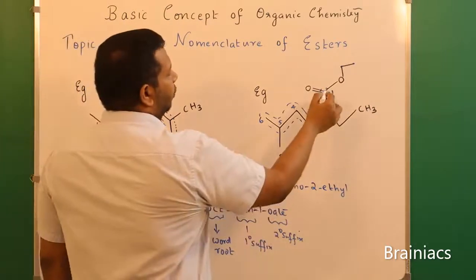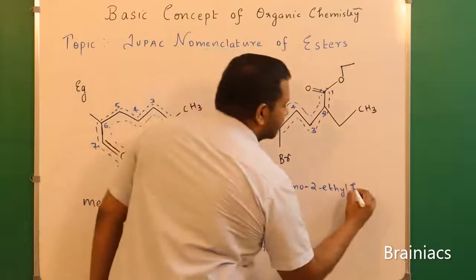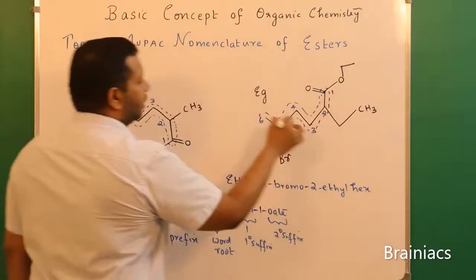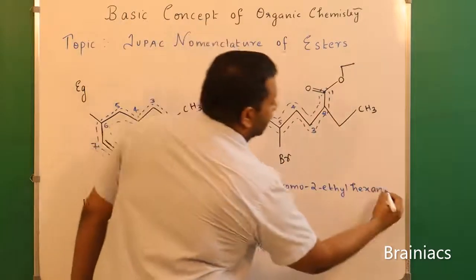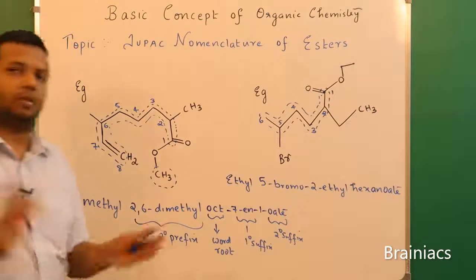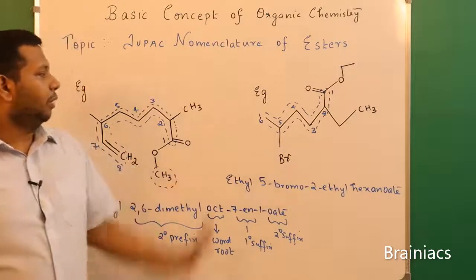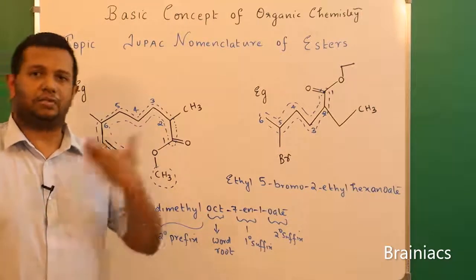Then how many carbons are there? 1, 2, 3, 4, 5, 6. So 6 means hex, and all are linked through single bonds, so it is hexane. Then I can add the suffix, hexan-1-oate. Either I can add hexan-1-oate or hexanoate. Both are correct. So I hope you understood the idea of how to do the naming for esters. We will go to the next functional group.